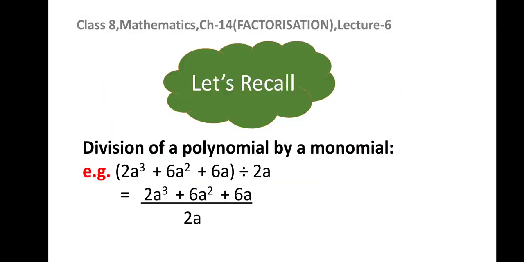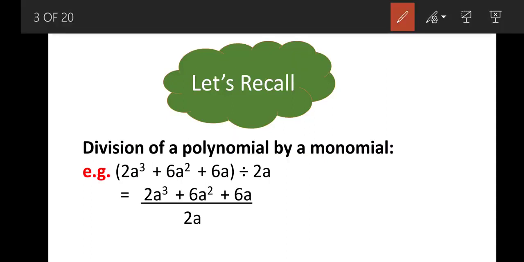So let us recall now division of a polynomial by a monomial. Dear children, I have taken this expression, this is a polynomial, and I need to divide it by a monomial. I hope all of you know what a monomial is. An algebraic expression having only one term is called a monomial. Here the polynomial is 2a cube plus 6a square plus 6a, and we need to divide it by 2a.